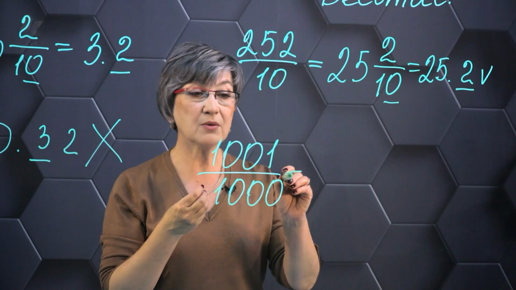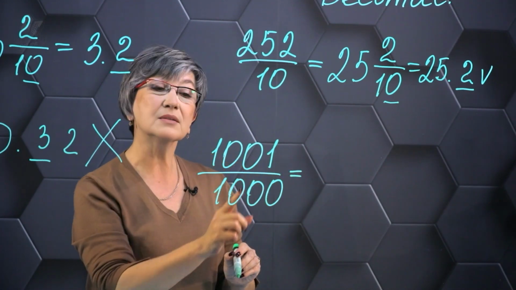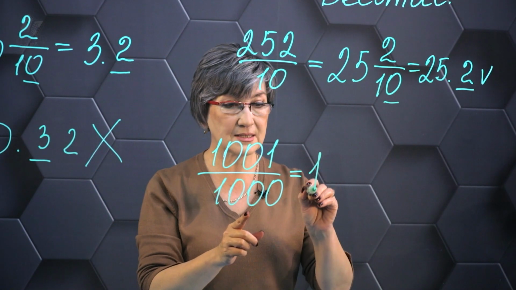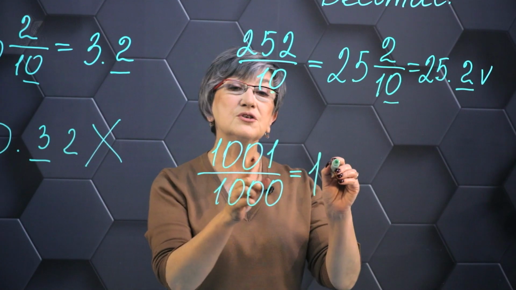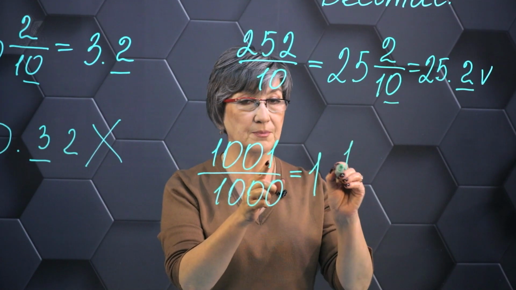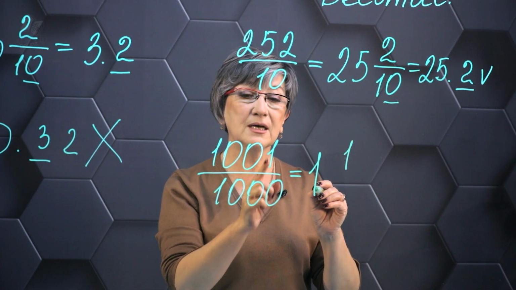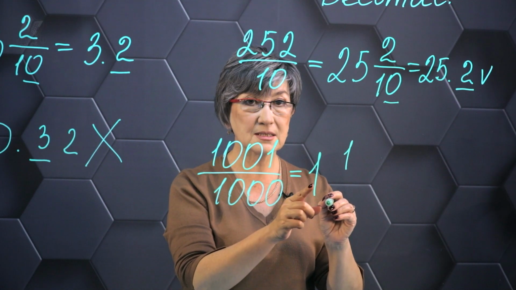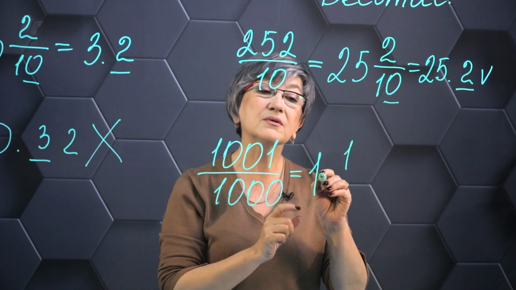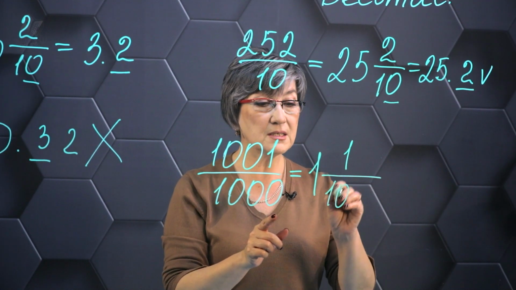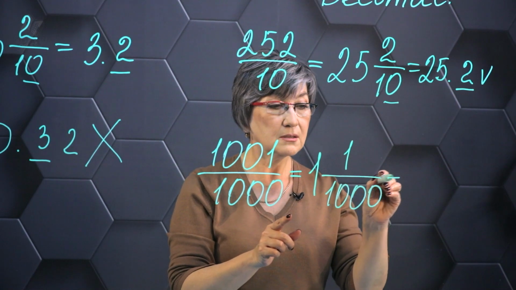We isolate the whole part. 1001 divided by 1000 is 1 whole. And then we have a 1 in the numerator because that's the remainder. And the denominator remains the same.